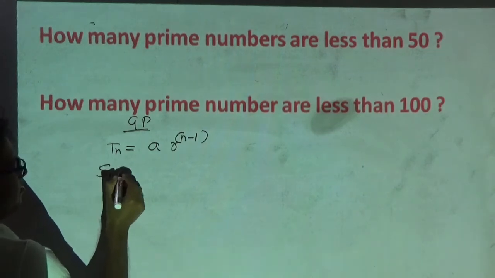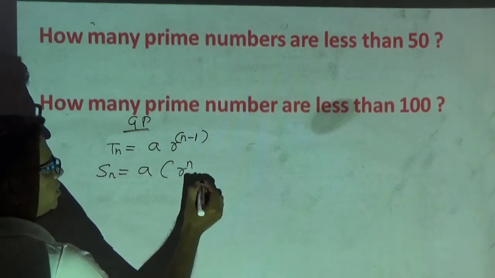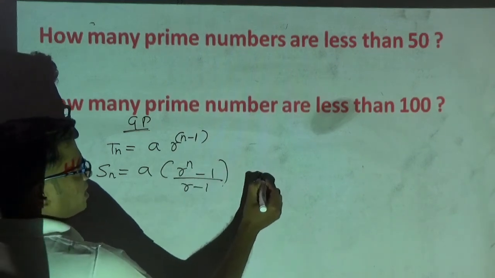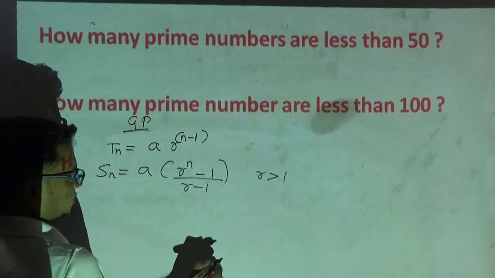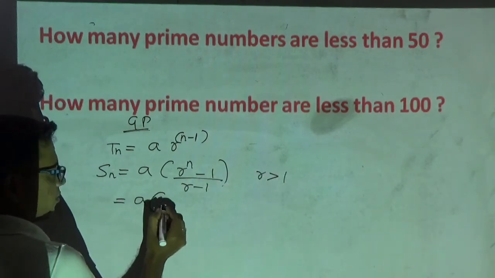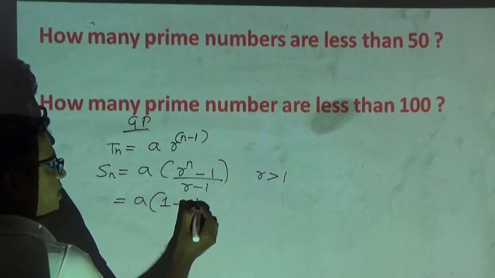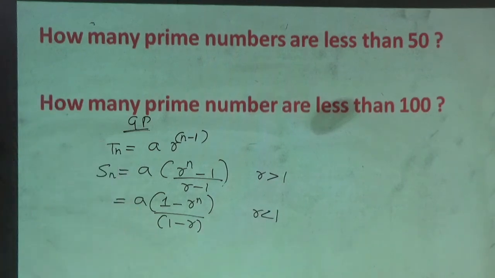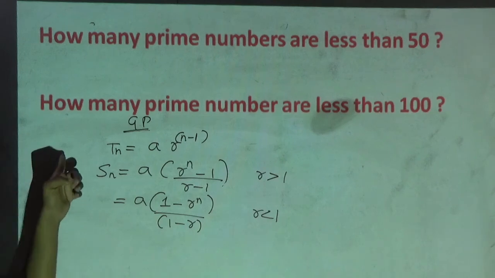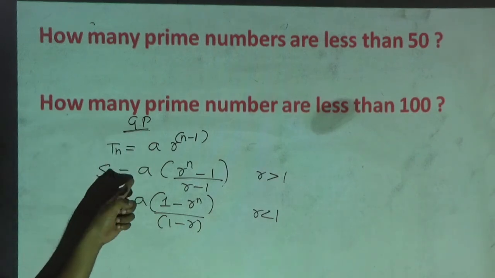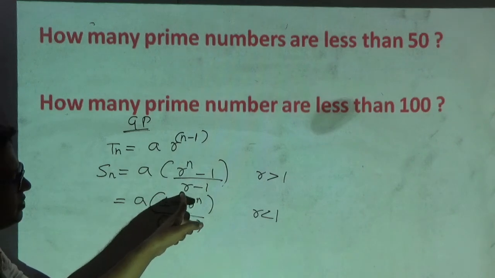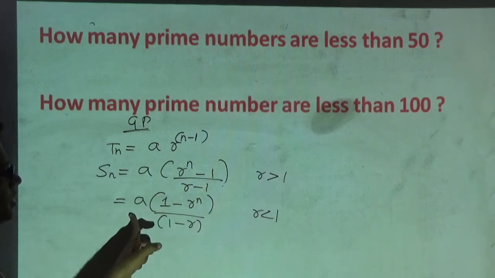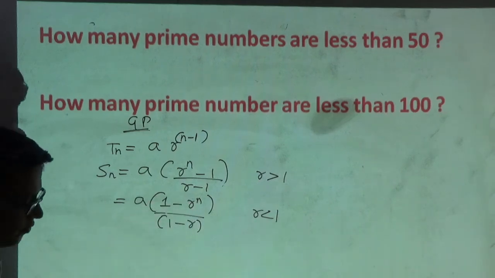A into r to the power of n minus 1. Okay, and Sn is given by a into r to the power of n minus 1 divided by r minus 1. So this is the formula if r is greater than 1, that is, the ratio is greater than 1. If the ratio is less than 1, that is a into 1 minus r power n divided by 1 minus r. So you can write down these formulas. If r is less than 1, what is r here? Common ratio. If r is less than 1, a into 1 minus r power n divided by 1 minus r.